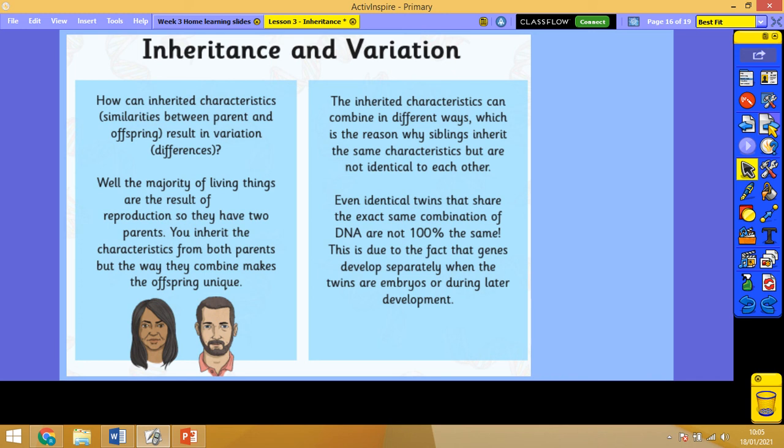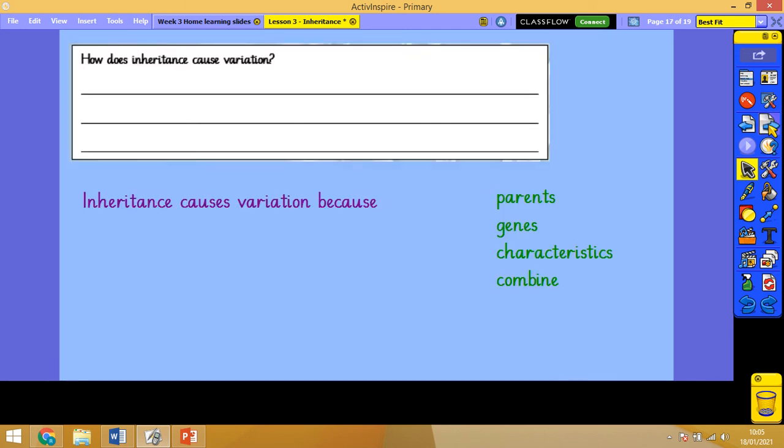Even identical twins, who share the exact same combination of DNA, are not 100% the same. And this is due to the fact that genes developed separately when they're twins, or when the twins are embryos, or during later development. Okay, so now what I'd like you to do, one last task, is to pause the video and answer this. How does inheritance cause variation?